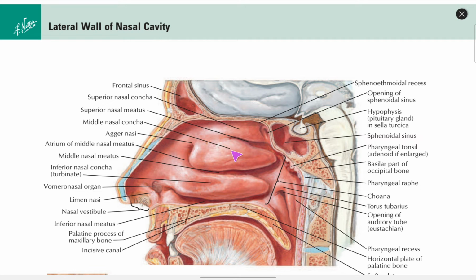So now talking about the concha: superior concha, middle concha and inferior nasal concha. They are curved and they project medially and downward. The inferior nasal concha is a separate bone. Then we have the middle nasal concha and the superior nasal concha, which are part of the ethmoid bone, and the superior nasal concha is the smallest one.